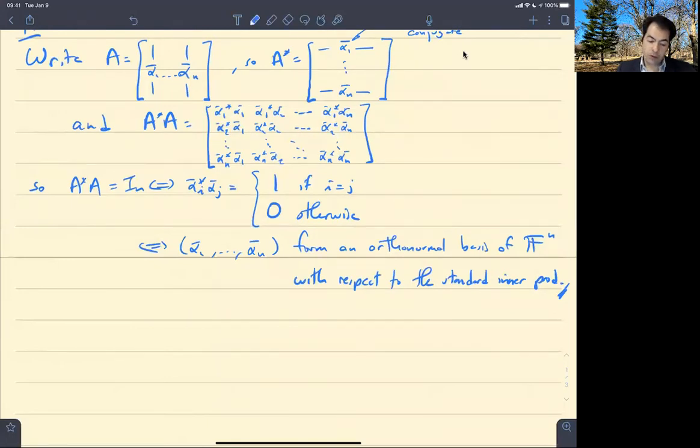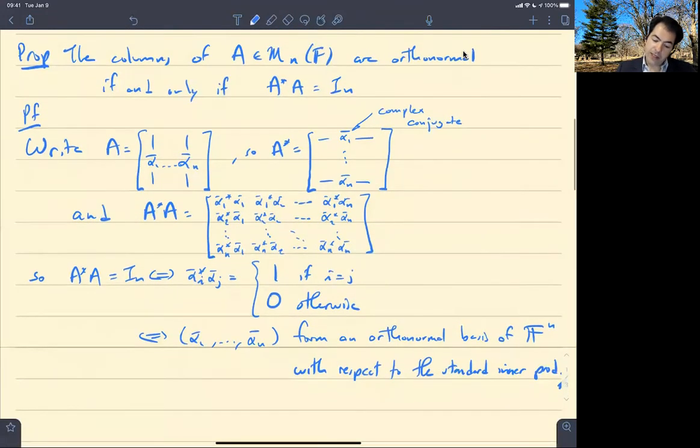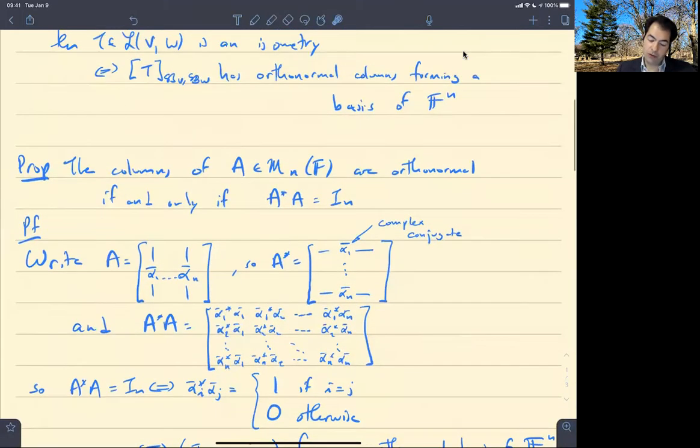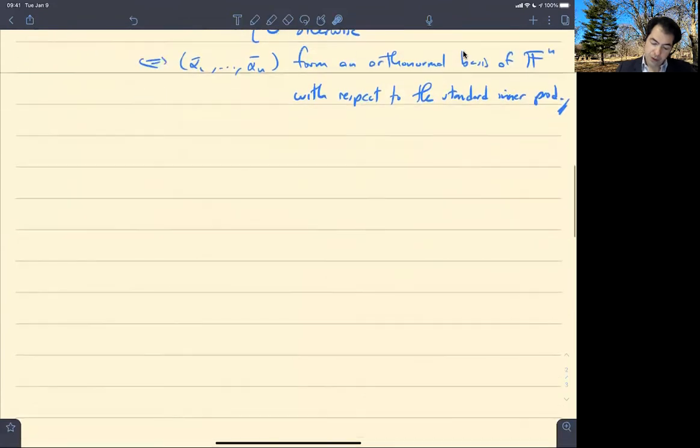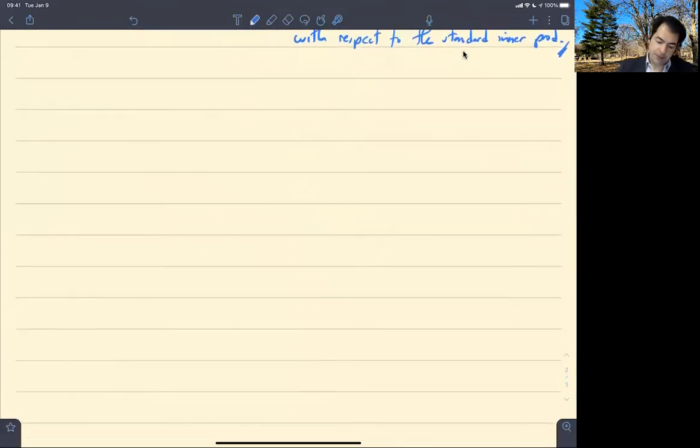Okay, wonderful. So that's a way of recognizing if the columns of a matrix are orthonormal. It's just is A star A equal to the identity matrix. And recall that's one way of determining if the map's an isometry. So that's important enough that we give it a name.